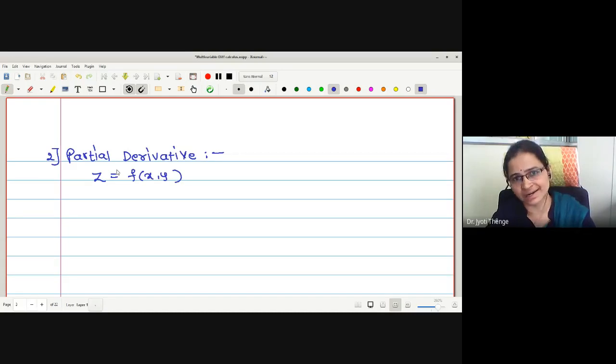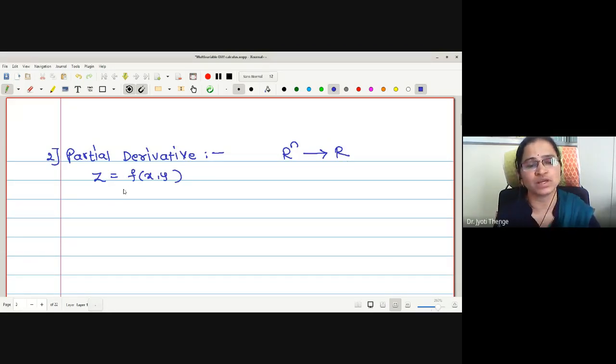concept was generalized to find the derivative of functions of more than one variable, but still this works only for functions of the type R^n to R. R^n to R means what? The functions of many variables to a real valued function. Here also, what is the nature of your function? The function is of two variables, but it is real valued. That is, this particular function is of the type R^2 to R.